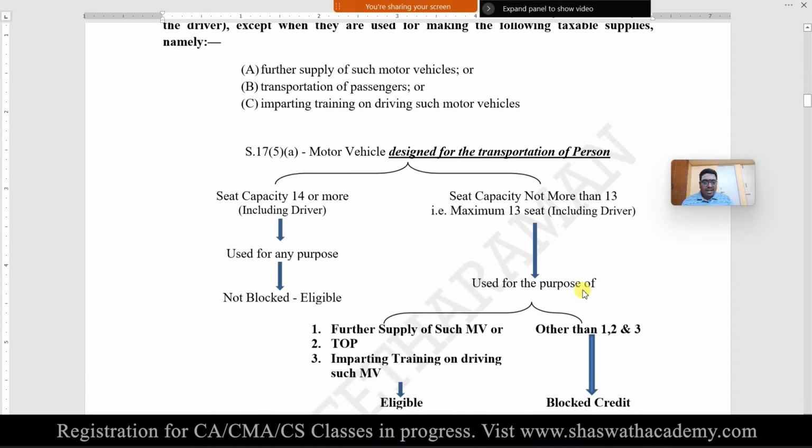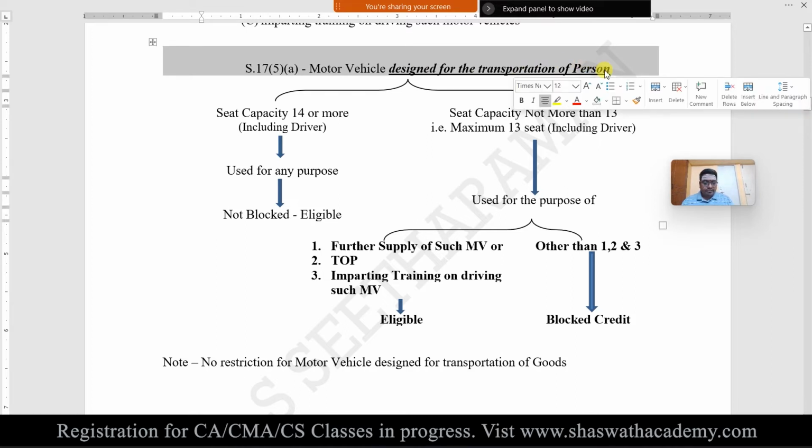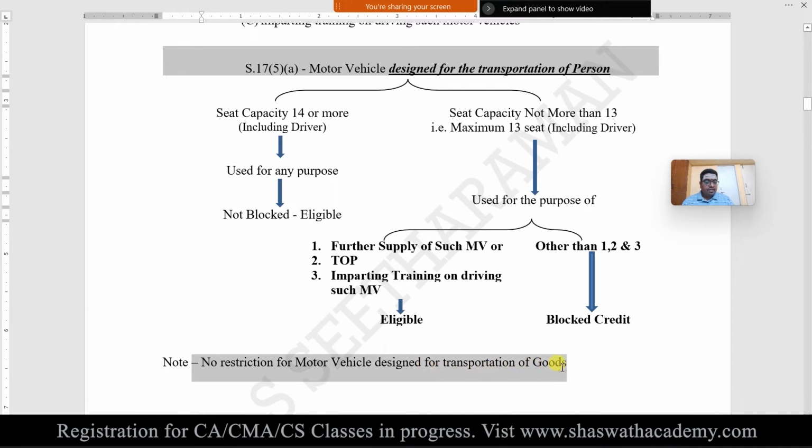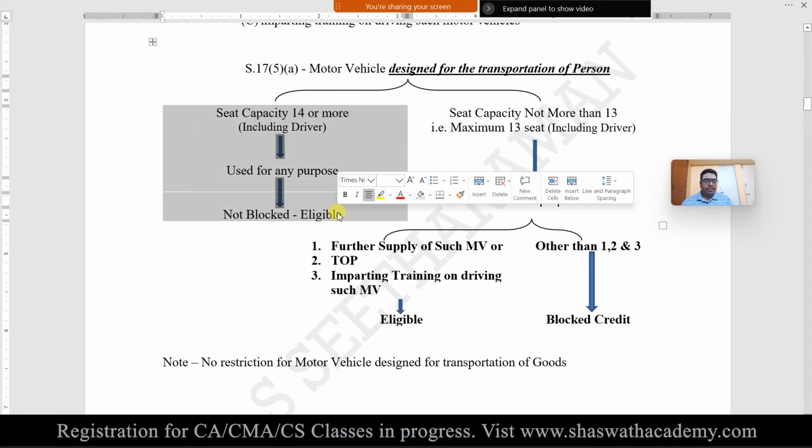Now, with this mindset, have a look at the chart below. You will appreciate. Motor vehicle designed for transportation of person. Here itself I am giving a clear note: no restriction for the motor vehicle designed for transportation of goods. The restriction discussed above is only for motor vehicle designed for transportation of person. In that, ask a question: what is the seating capacity? Sir, 14 or more, sir. Then nothing is blocked. It is eligible. Go ahead and enjoy the credit.